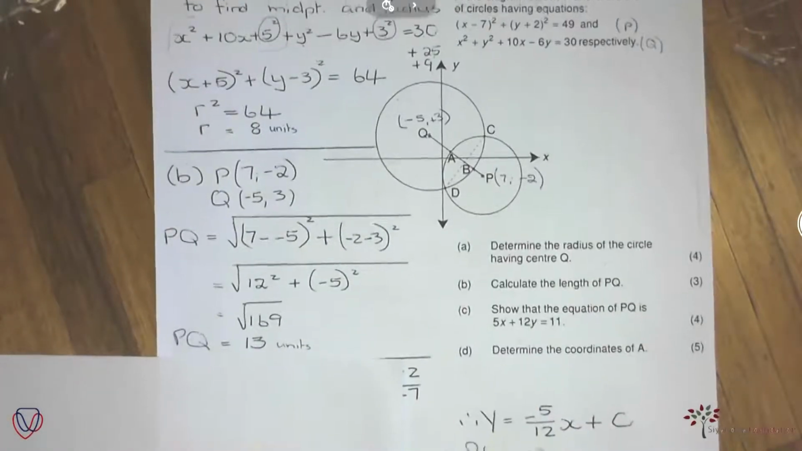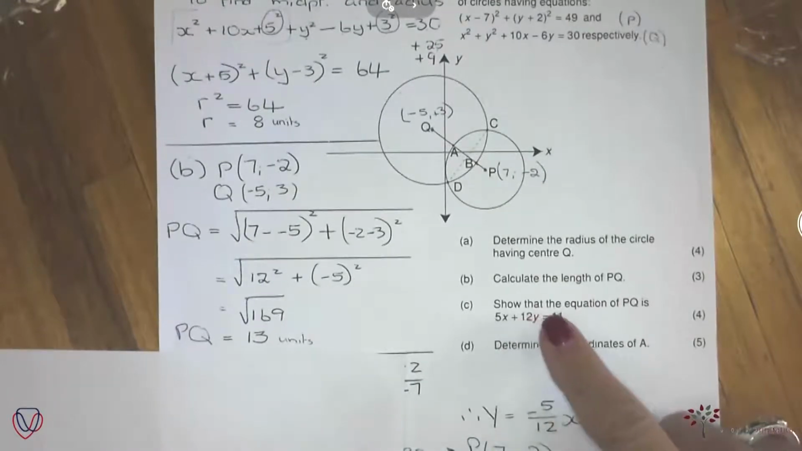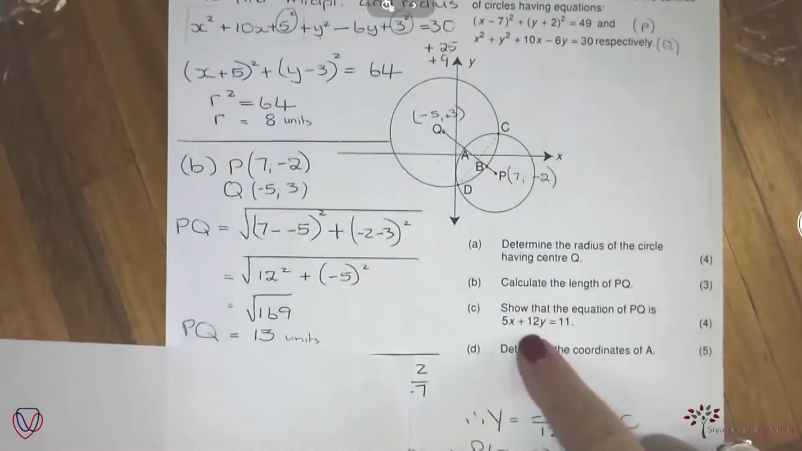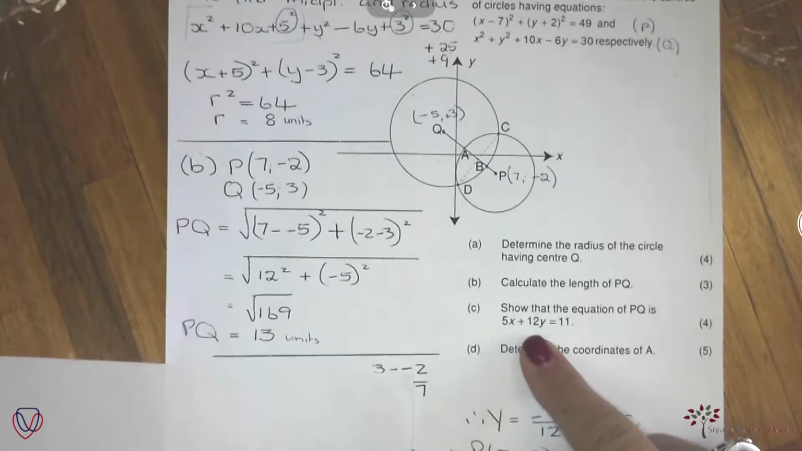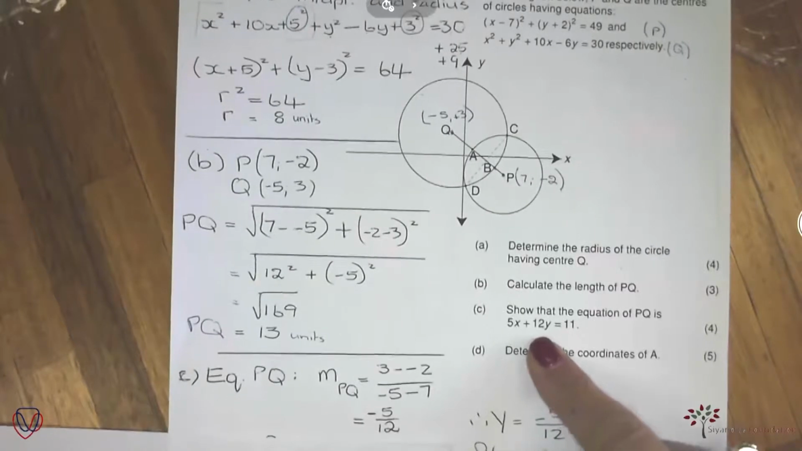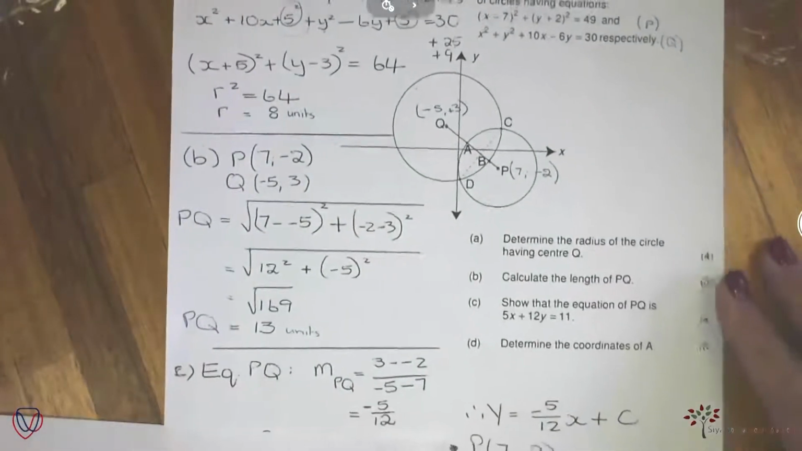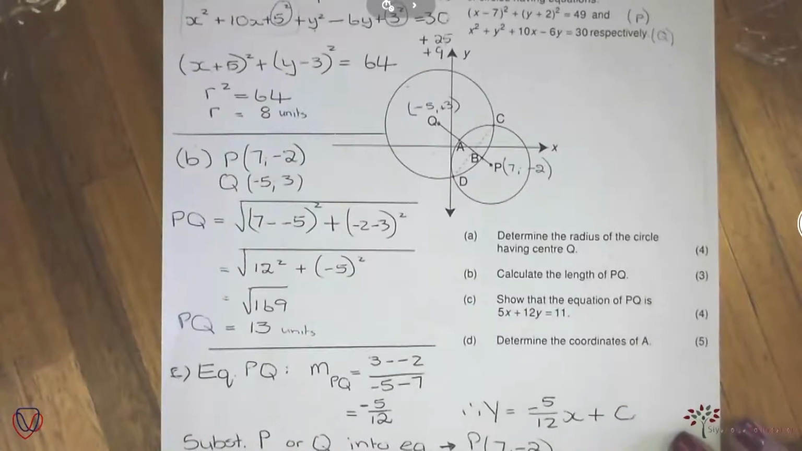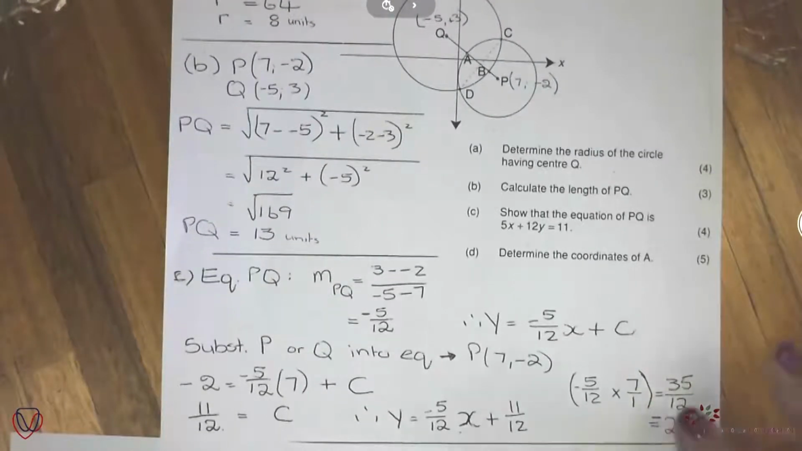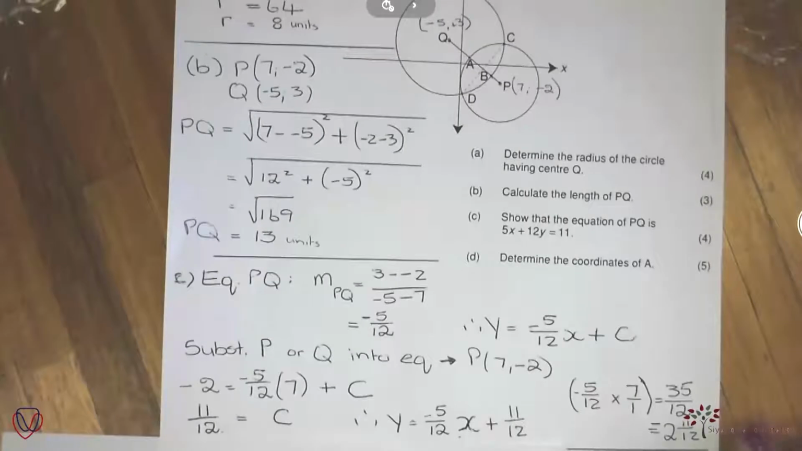Okay. Question C. Show that the equation of PQ is this. Oh, people, that's really easy because you've got 2 points on that line. So you're going to determine the gradient. There's the gradient. Then you're going to substitute one of those points into the equation, and your equation will look like that. If you're not sure about this, you can go back and check on it. But there I explained how I got to that 2 and 11 over 12.